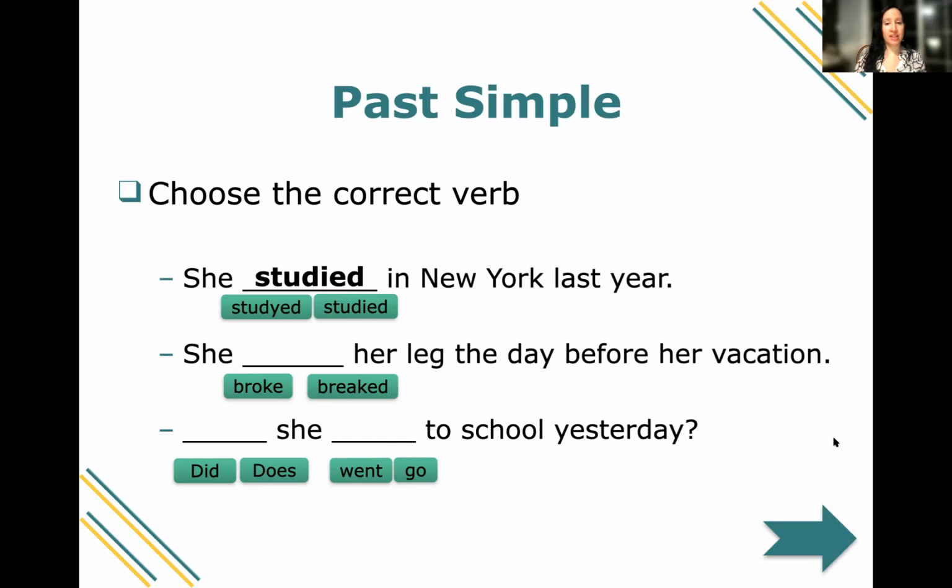She broke her leg the day before her vacation, or she braked her leg the day before her vacation. I'll give you a hint. It's an irregular. She broke her leg. Did she or does she? Did she went to school yesterday, or did she go to school yesterday? I think I was really trying to help you on this one. A lot of times people say it incorrectly, but I wanted to help you.